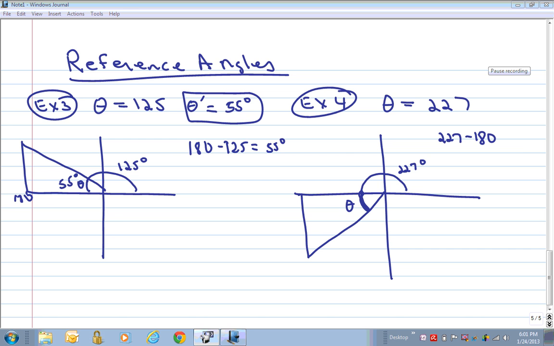Okay, and when we do that, I believe we're going to get 47 degrees. So our reference angle is 47 degrees. We can put that little asterisk on our reference angle if we would want. So up here, our original angle theta is 227, and our reference angle is 47 degrees.